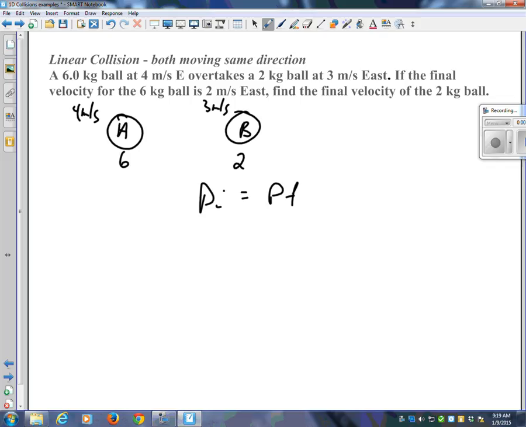If you want, I'm quite happy if you want to skip this step. If you feel the need for this step, that's fine too. I'll write it up here. So that would be MAVA plus MBVB is equal to MAVA prime plus MBVB prime. So it's okay if we go straight to that, right?